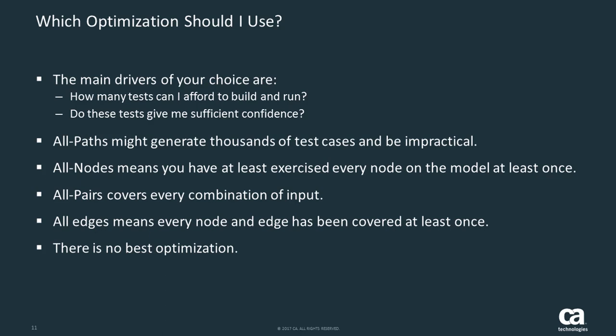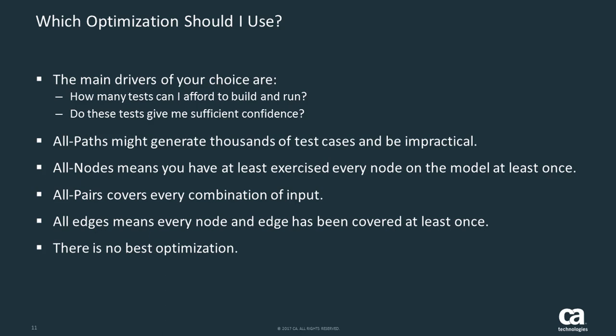Now, there might be some specific concerns you have whereby a particular optimization suits your purposes, and you have to look out for that. Now, all paths might generate thousands of test cases and be impractical, but all nodes is the other extreme, which means that you have at least exercised every node on the model at least once. Now, the technique of all pairs covers every combination of input and has a particular value in configuration testing, which we'll look at a bit later.